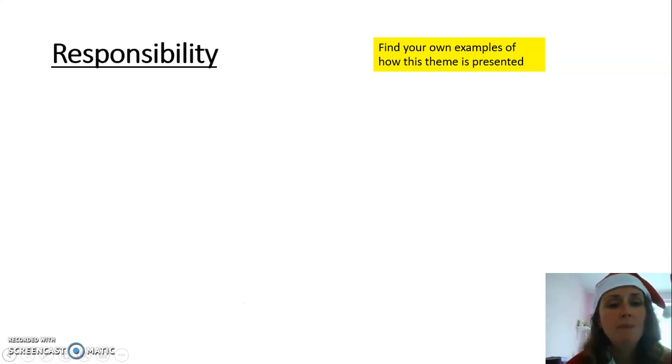So our third theme is responsibility, and this is the idea of becoming more aware of others, and particularly the poor, linking in particularly with that social reform that I keep going on about. So pause it again, find your own examples of how this theme is presented in the novel, and then I will go through some ideas too.